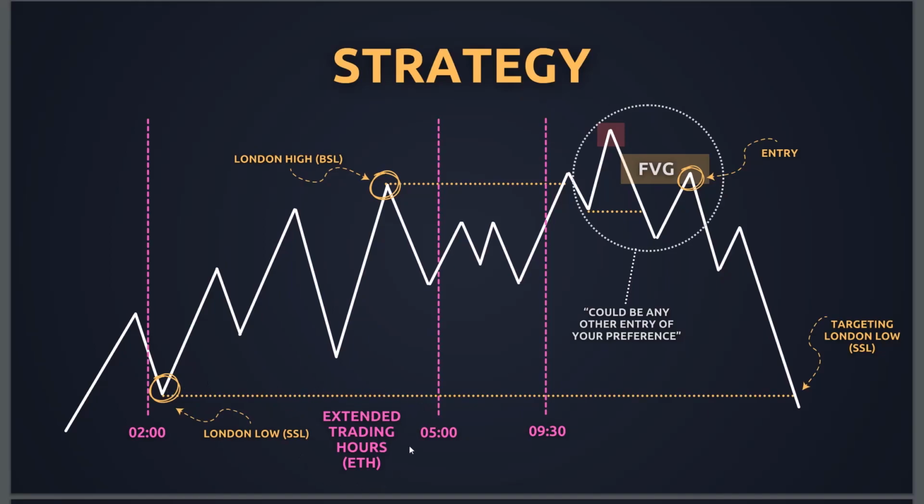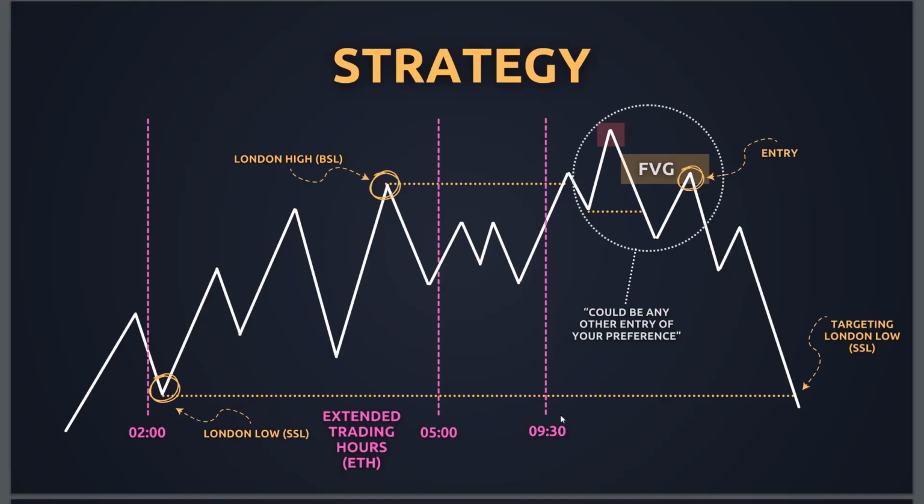And this should be on the extended trading hours or the electronic trading hours. This shows all of the overnight trading. If you just have the regular trading hours, you will not see this chart. So make sure that you are in the electronic trading hours. And we'll be marking, as I said, the highest high and lowest low between 2 and 5.